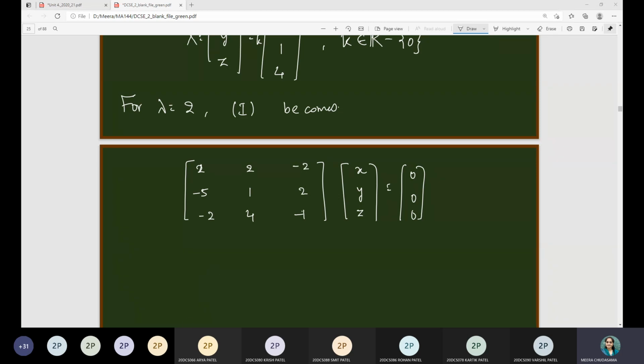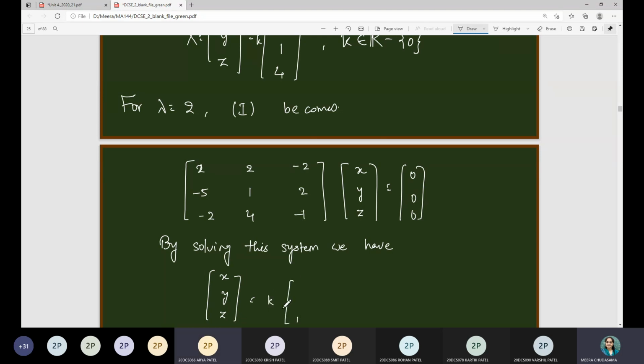Yes, anyone having the answer? Ma'am, Z equals K. Okay, that is Y. Y is equal to K by 2, K, and X is equal to K by 2.